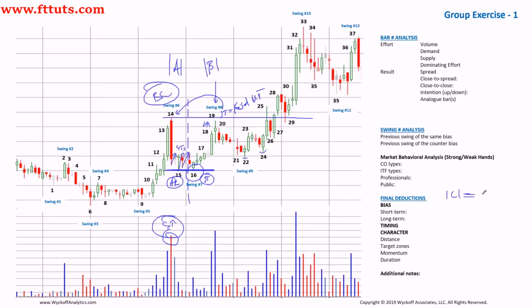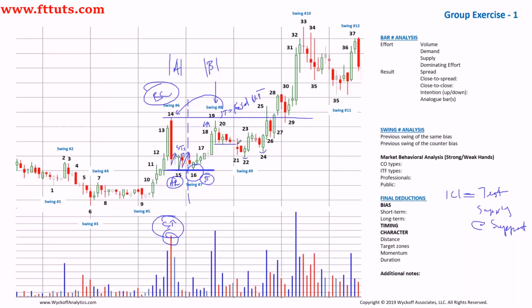What's the intention behind phase C? Testing the supply of the trading range. Yes, testing of the supply at the level of the support. And where do you think is the first bar where such a test takes place? Probably bar 21. Yeah, most likely.